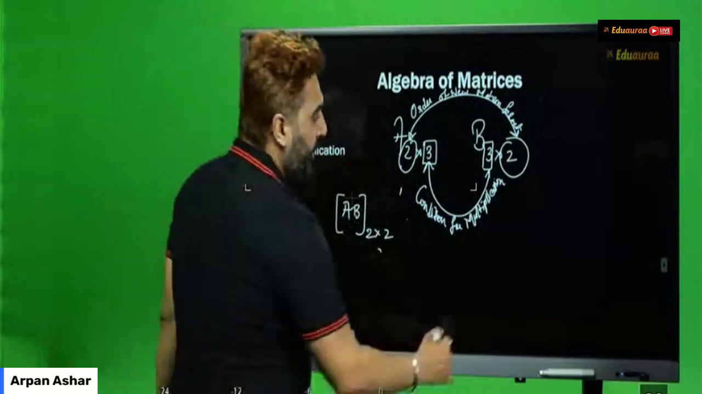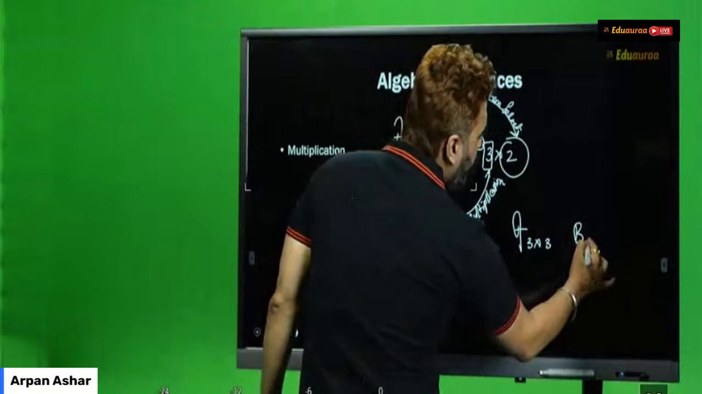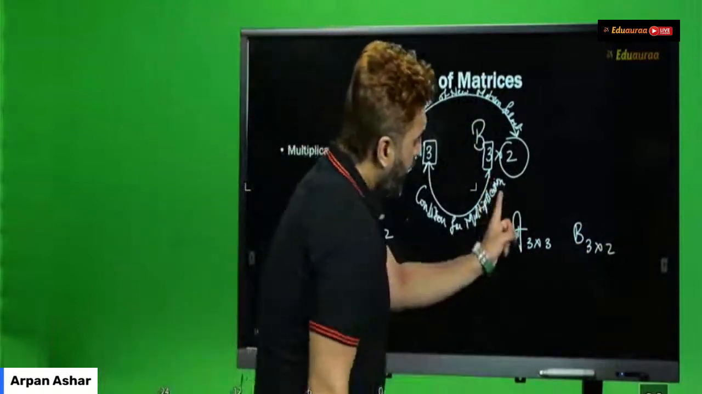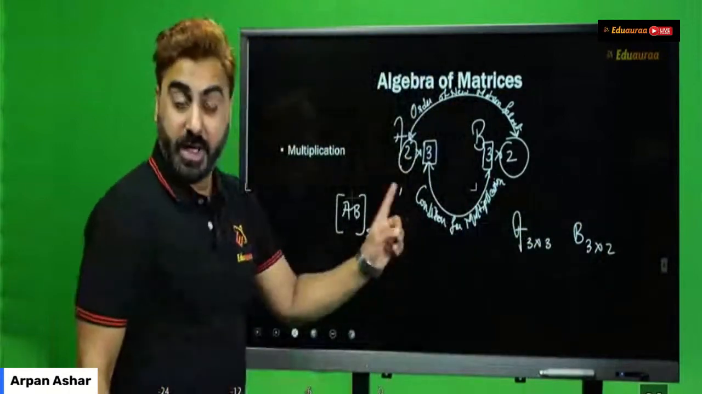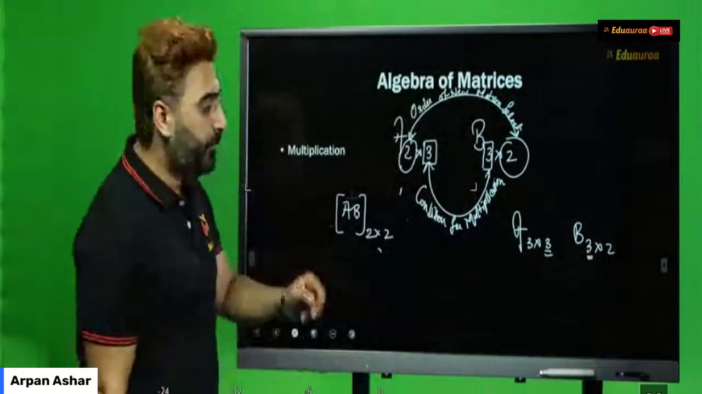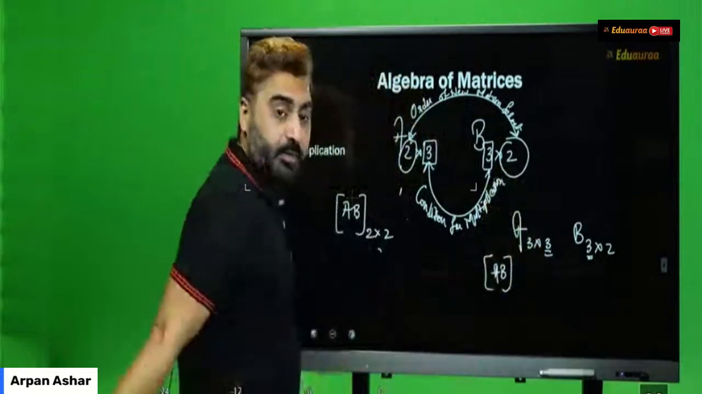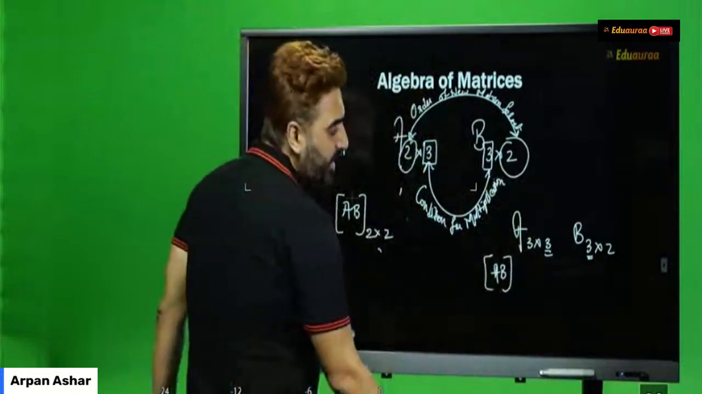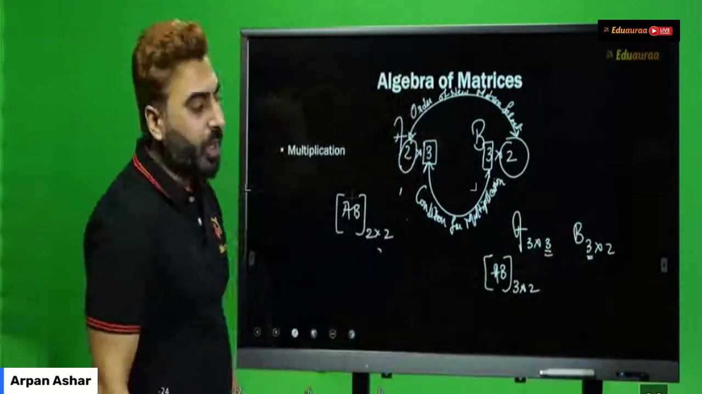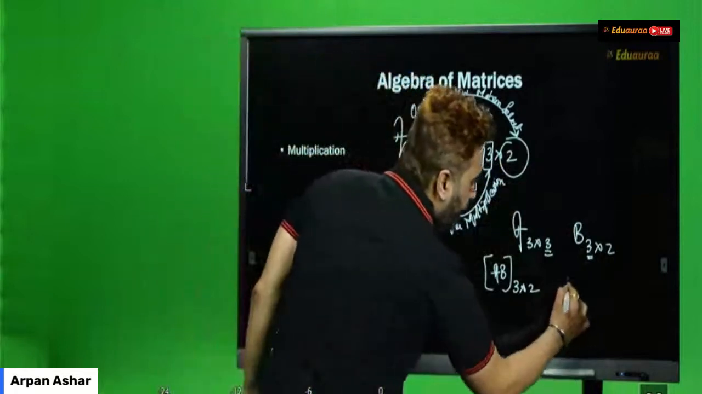Let's take one more example. Let's say matrix A is of order 3 by 3. Let's say matrix B is of order 3 by 2. क्या matrix multiplication possible है? Yes, possible है. क्यों? Because column of first and row of second are same. So AB possible होगा? Yes, possible होगा. Order क्या होगा? Write in your comment section. It will be 3/2.